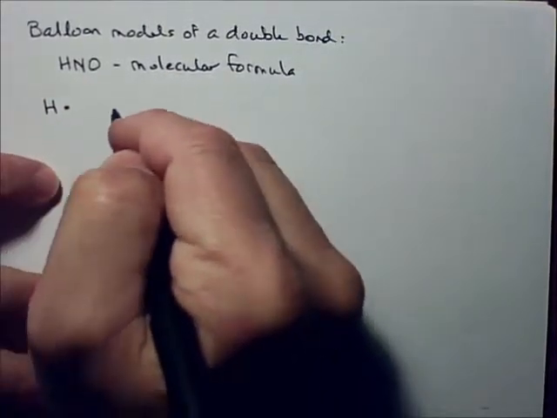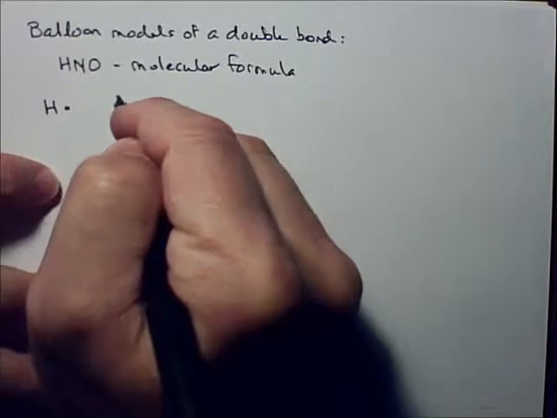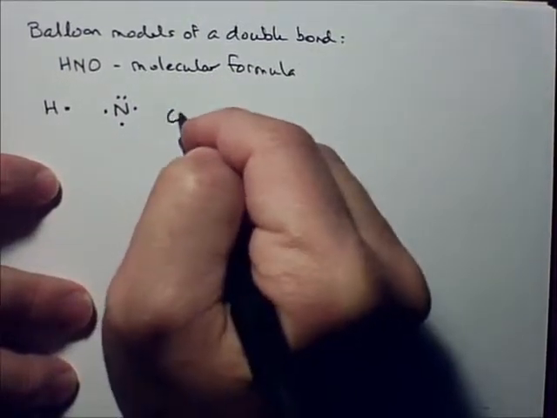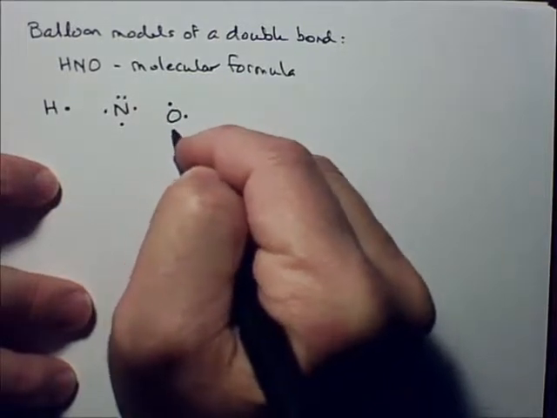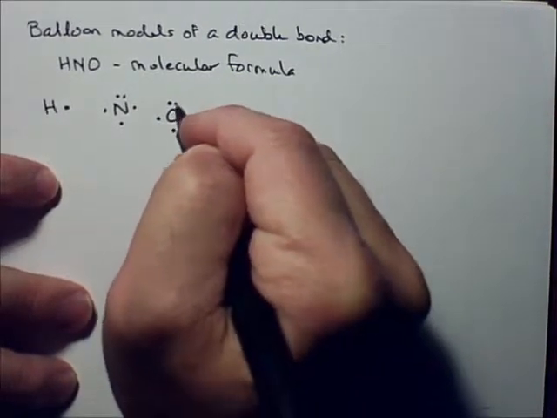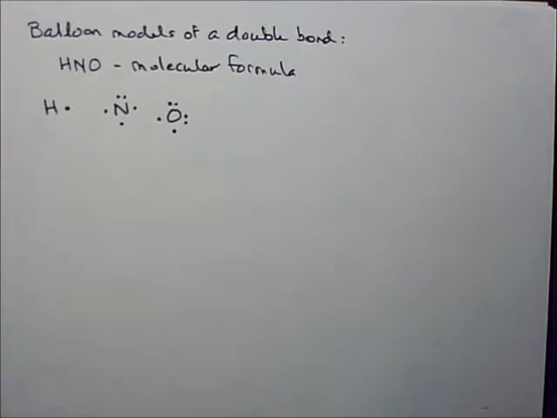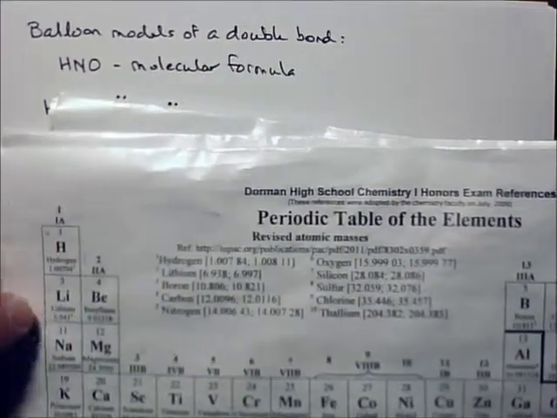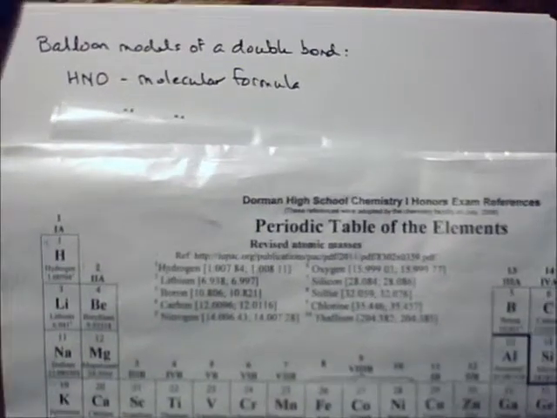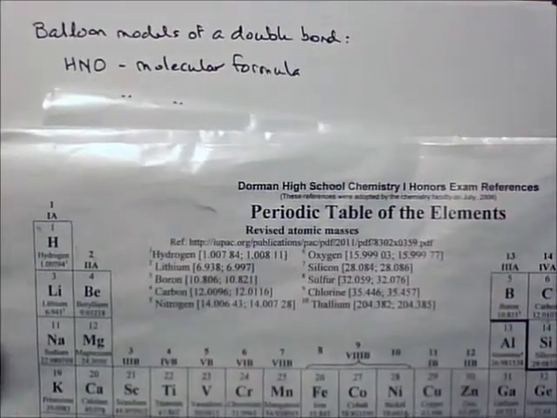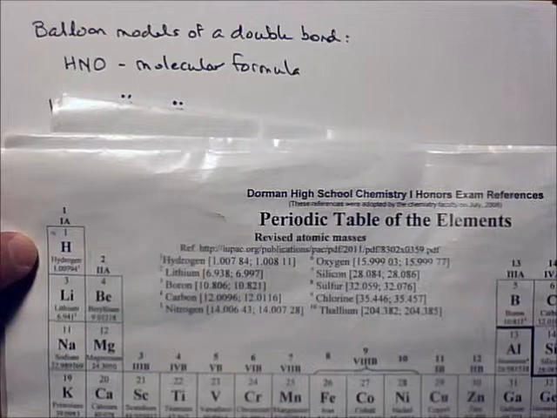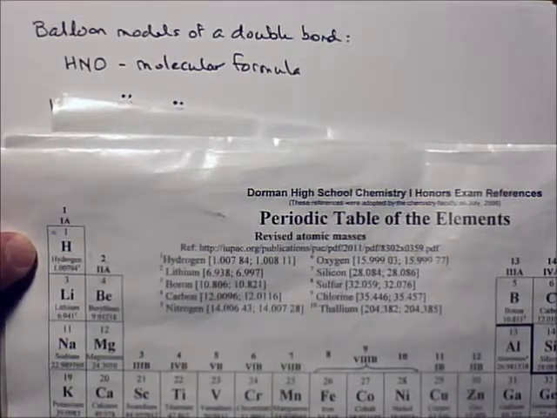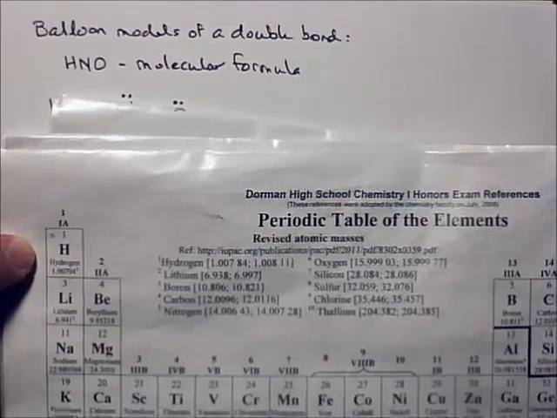So hydrogen has 1 dot, nitrogen has 5 dots, and oxygen has 6 dots. Now, the reason that hydrogen has 1 is because it's in the first column of the periodic table, so it only has a 1s electron. It's in the first period too. Only 1 primary energy level, only 1 sublevel, only 1 electron.